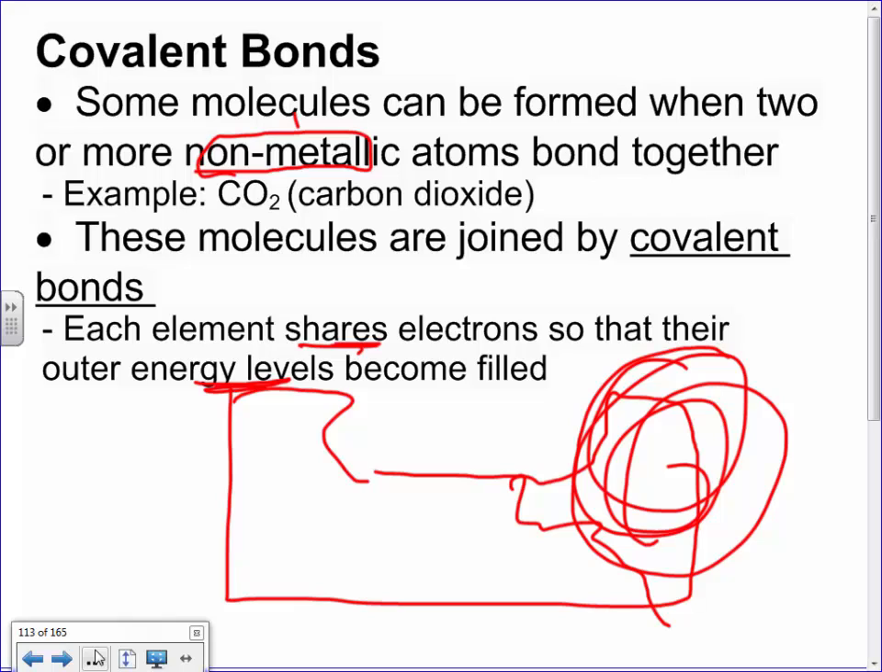And here's the reason why. Everything on the periodic table in the far right-hand column has what's known as a full energy level. All of its energy levels are filled up with electrons. It has no room to add more electrons or get rid of electrons. And so it's considered very stable.